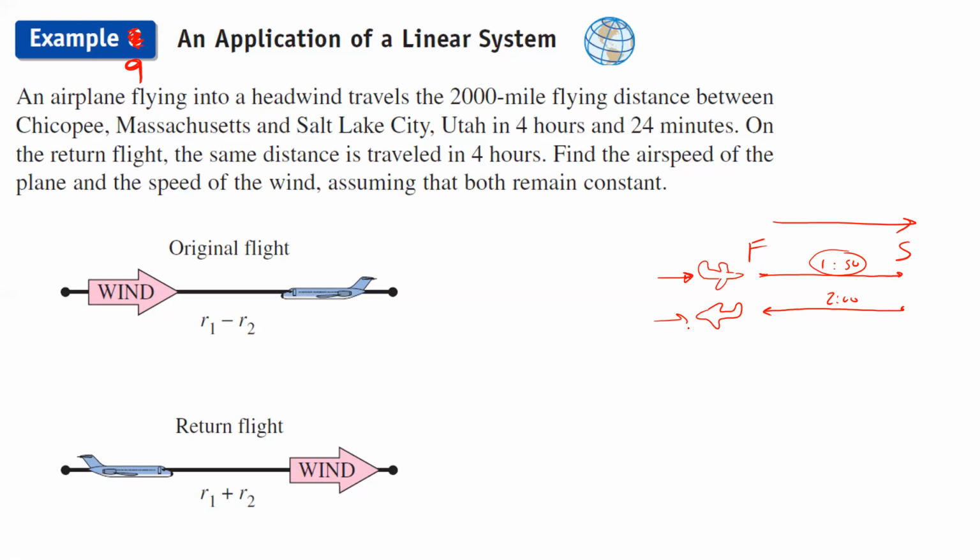So first things first, this is where we need to get to. So the original flight that took 4 hours and 24 minutes. What's happening is the airplane is flying and the wind is going against it. So what we're gonna do is we're gonna label this as R1 is a speed of airplane.